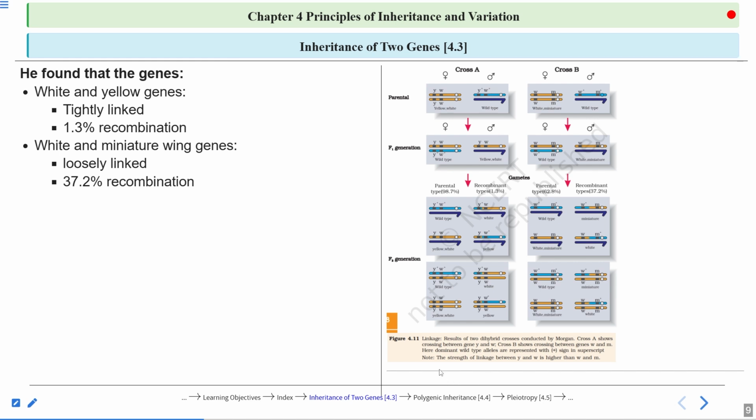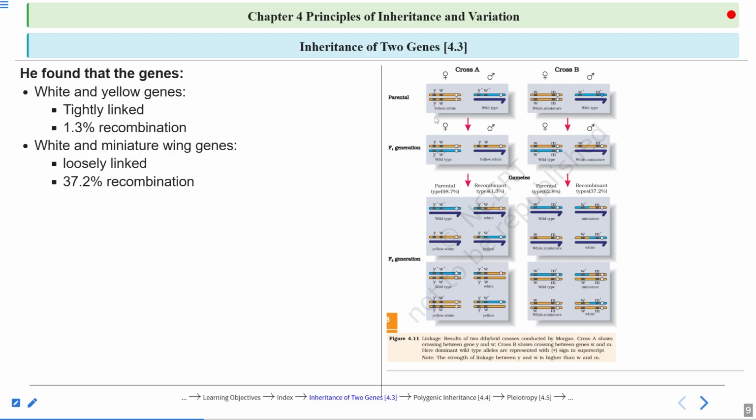Okay, clear? Now the strength of linkage between Y and W is higher than W and M. So this we can see by analyzing this image. So let's understand this image. Now these are the parents. One is female, another one is the male. Okay, in sexual reproduction, two parents are involved.